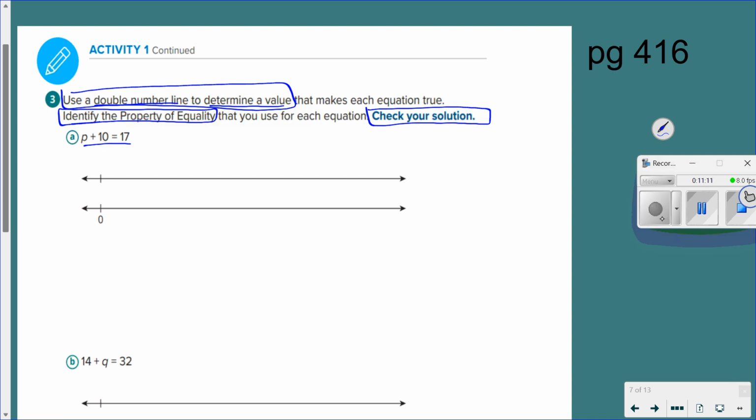This should have been relatively easy, guys. When we're doing a double number line, whatever comes first, we normally put on top. Technically, you could do either way, but the math norm is that's what's going to go on top. So on my top, I'm going to have p plus 10.